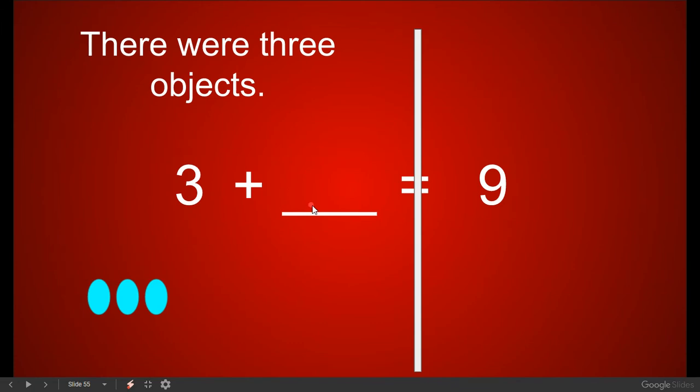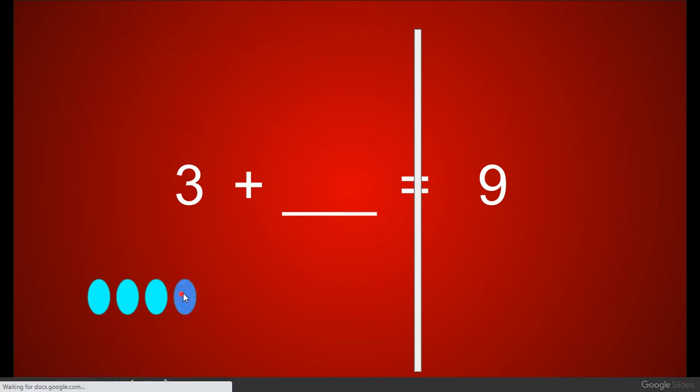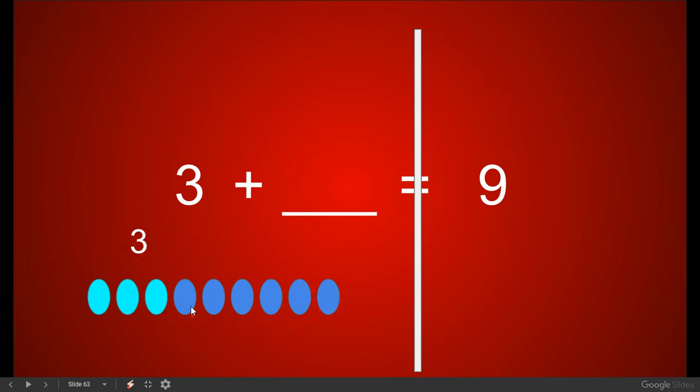Now I know that something was added on to 3 until we get to 9. So I add on objects until we hit 9. 4, 5, 6, 7, 8, 9. So I have the 3 that we started with, and I added these 1, 2, 3, 4, 5, 6. I added those 6 on there for a total of 9 things. So my 6 is what goes into the blank there.